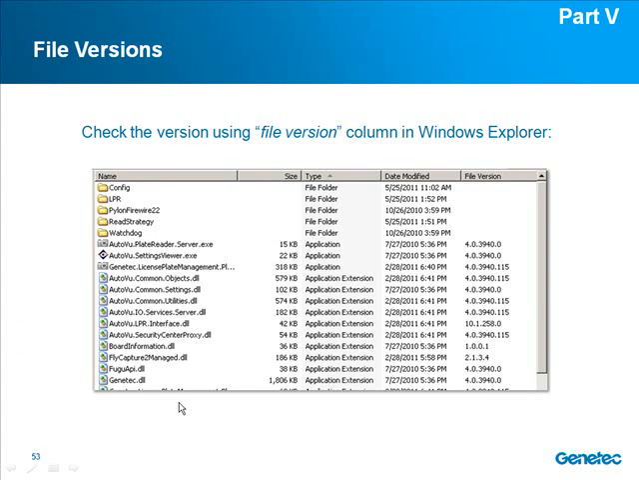The way to check the file version is through the Windows Explorer. Once you go to your D AutoView Plate Reader Server folder, you can add a column in Windows Explorer that will allow you to see the file versions. As you can see in this example, we have version 4.0.394.0.